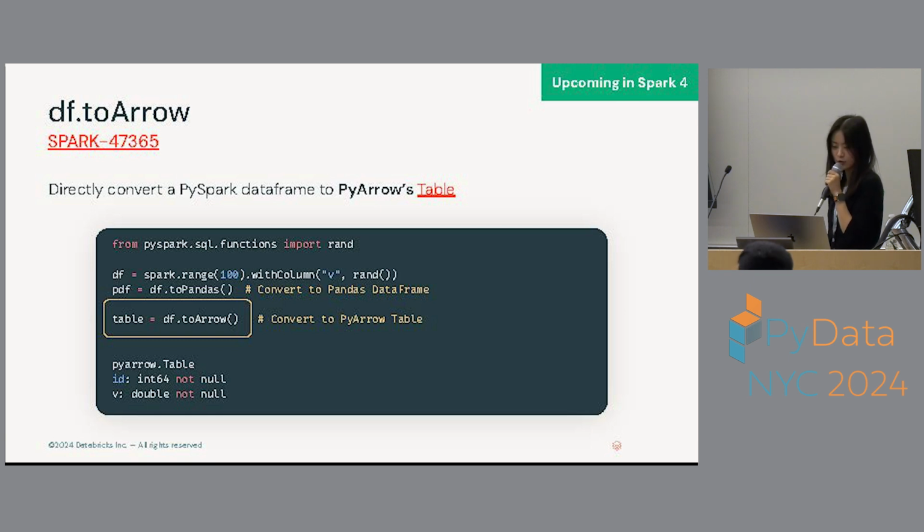Okay, so the next one I want to cover is the DataFrame toArrow function, and it's going to be in the upcoming Spark 4.0 release. Previously, Spark only had the toPandas function, which converts a Spark DataFrame into a pandas DataFrame. But now we have this direct API to convert a Spark DataFrame to an Arrow table. This allows you to seamlessly integrate with the rest of the Arrow ecosystem on top of Spark.